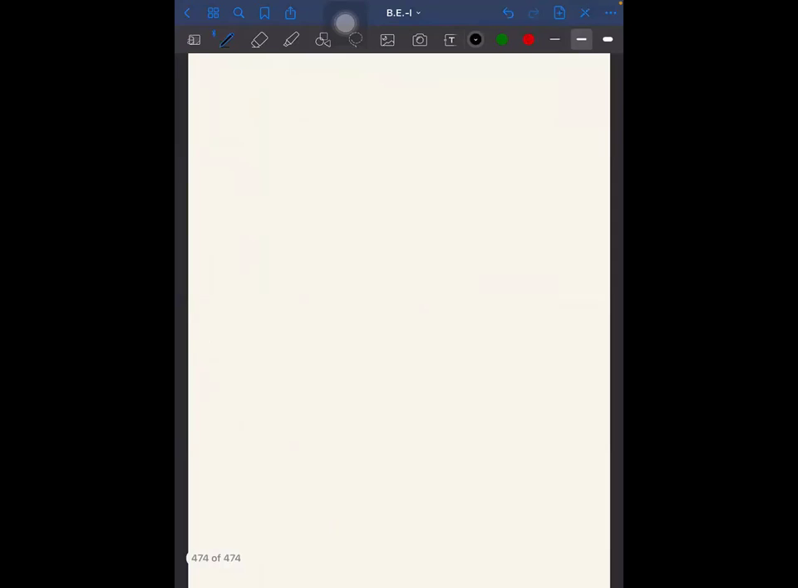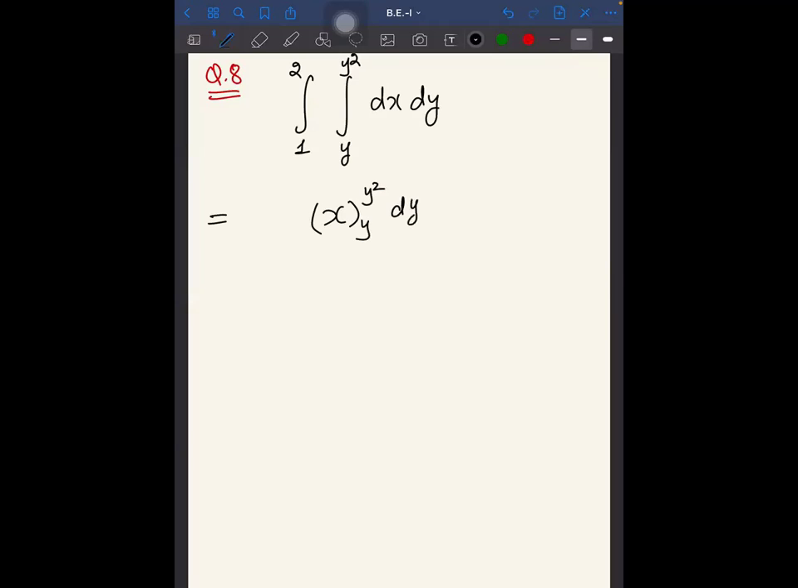So let's say question number 8, which is easy actually. So question number 8 is, you have 1 to 2, y to y square, dx dy, right? So clearly the integral of 1 would be what? X, y to y square, dy and 1 to 2.